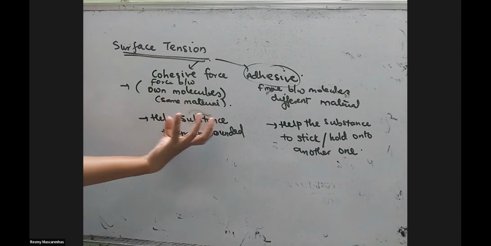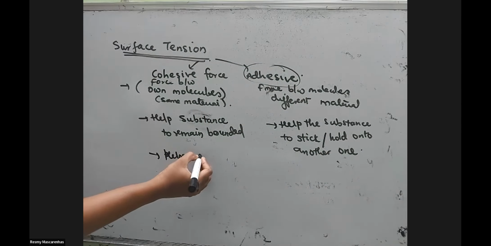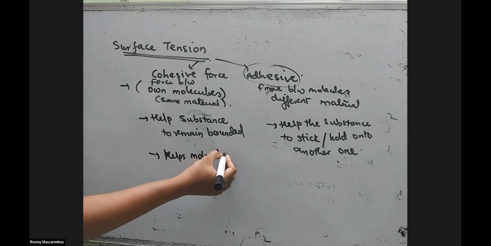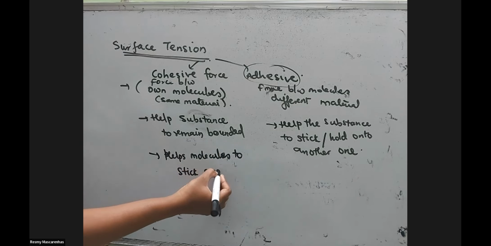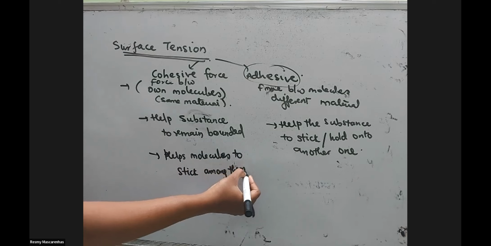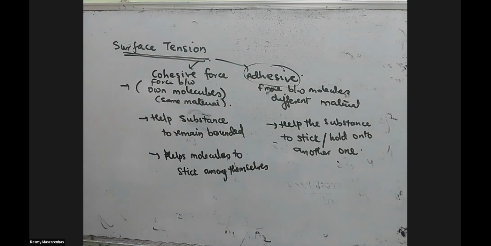And then this cohesion helps molecules to stick among themselves. They try to stick among themselves, like one family. They are trying to bind within each other. They don't want to mix with the other family.